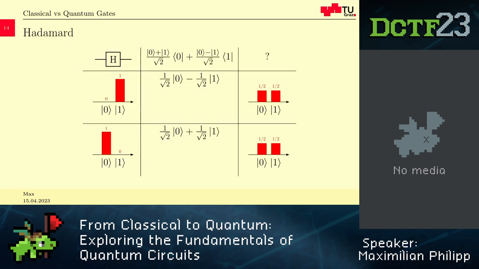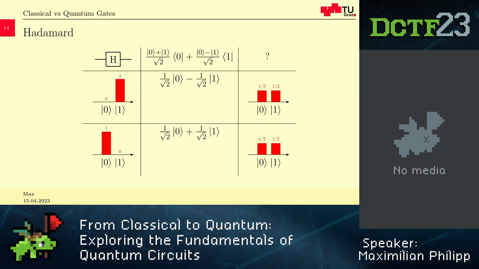Let's start with the Hadamard gate. I know it's quite a lot on the slide, but the important part is they both give you the same probability distribution after applying it, but the result isn't the same. The thing I want to highlight is that the upper one has a negative amplitude in front of the one, and the lower one has a positive amplitude.